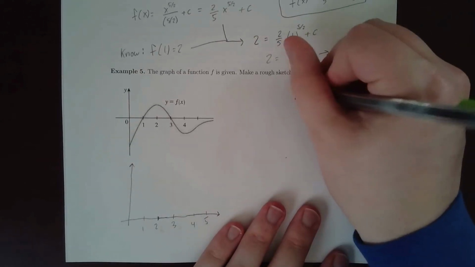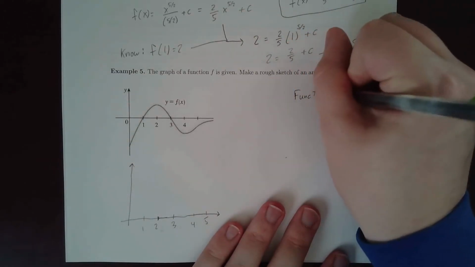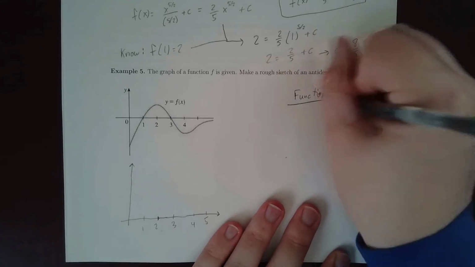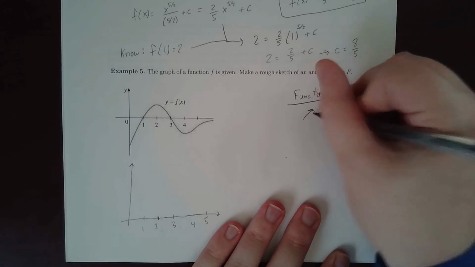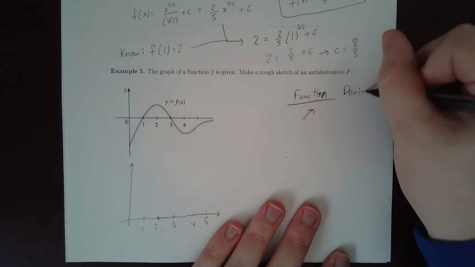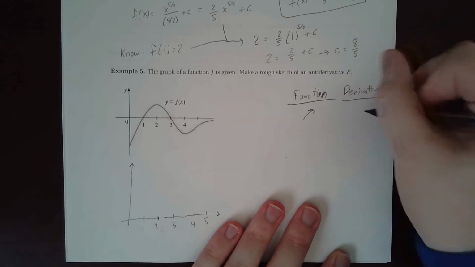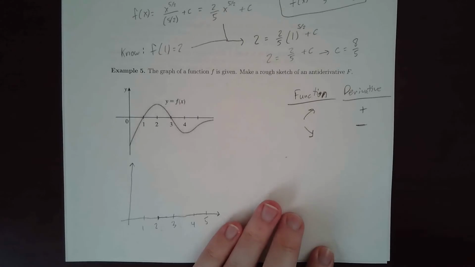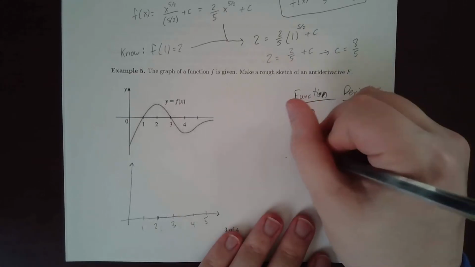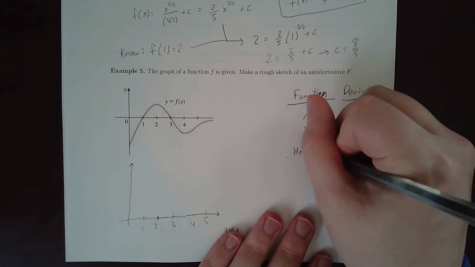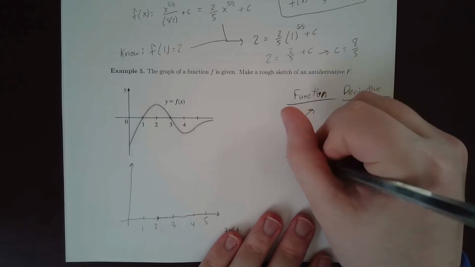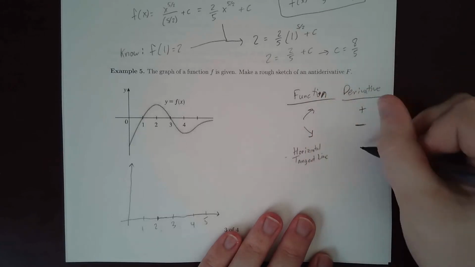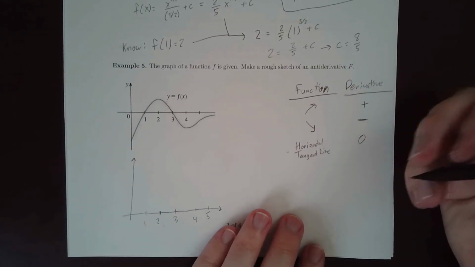We know that if we have a function that is increasing, its derivative is going to be positive. And if we have a function that's decreasing, its derivative is going to be negative. Now, if we have a horizontal tangent line, that'll happen when the derivative equals 0.